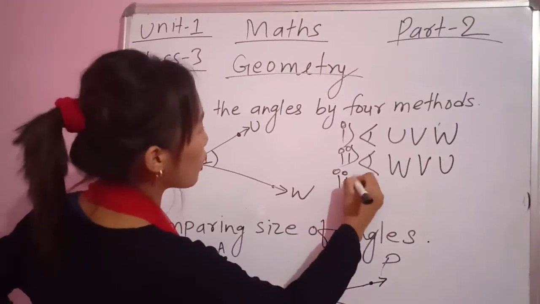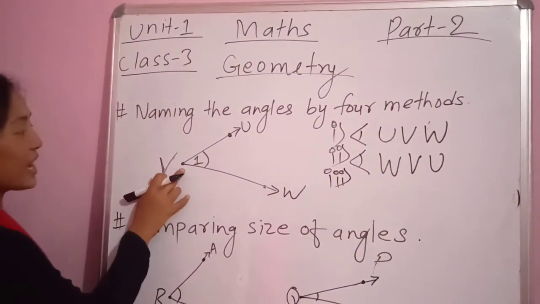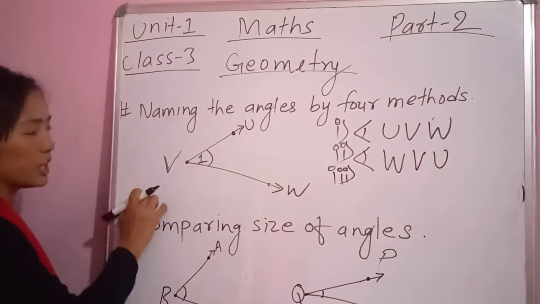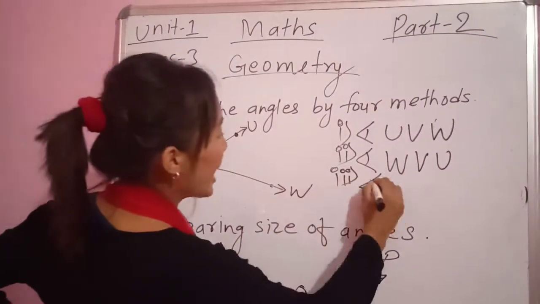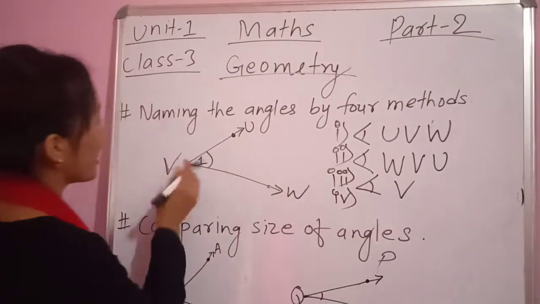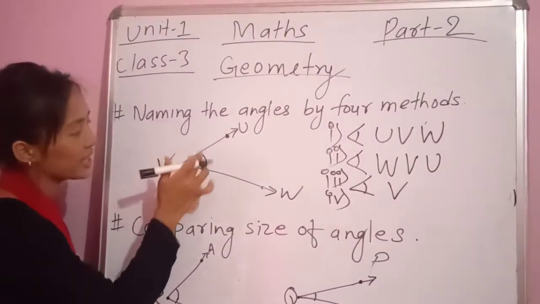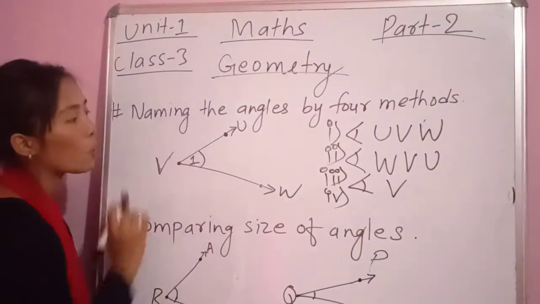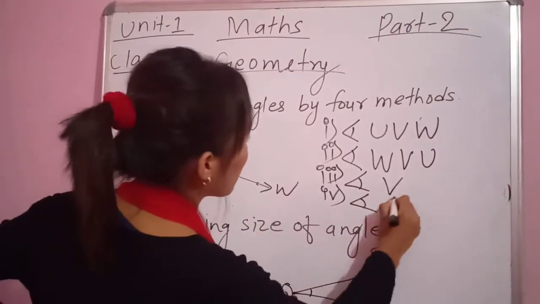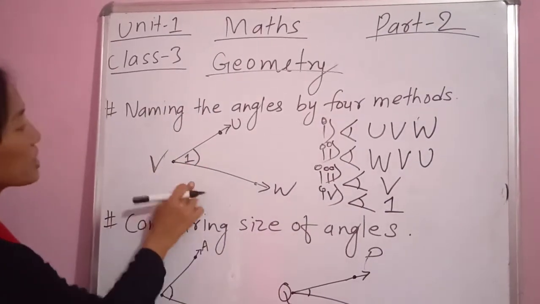Now the third method to name these angles is, look at the point. Here is the point where the angle is formed, and this point is named V. So you can write the angle V directly. Now the fourth method is, here the space is formed, in which there is a certain gap, and in this gap the number 1 is written, so you can write here angle 1.